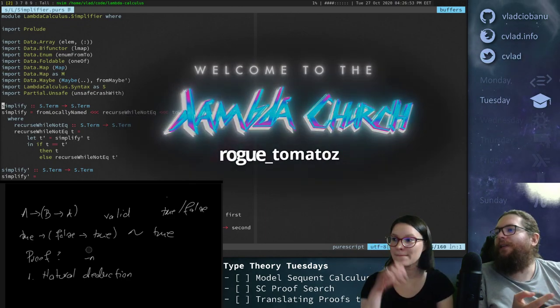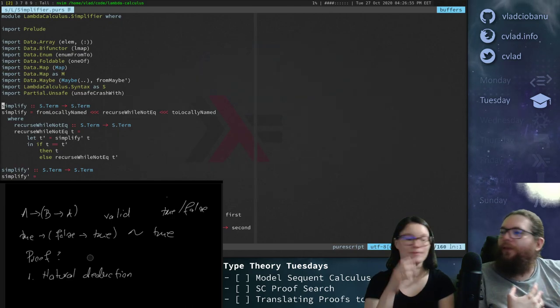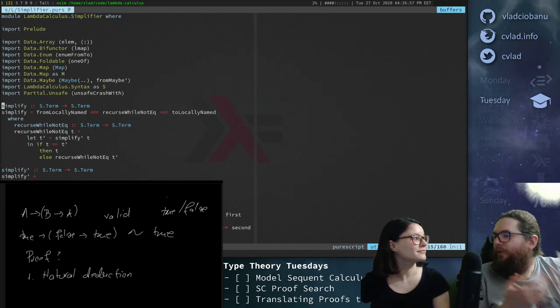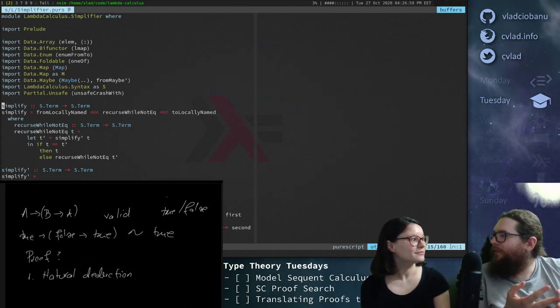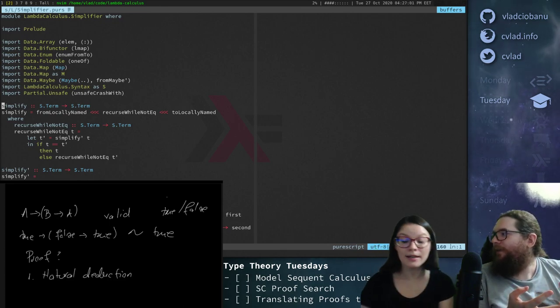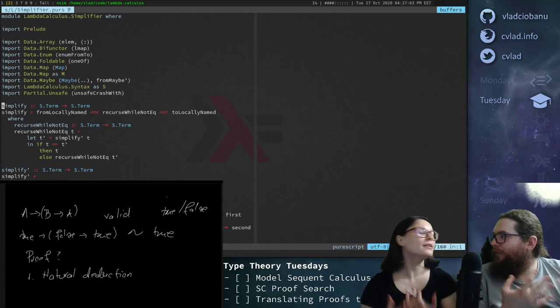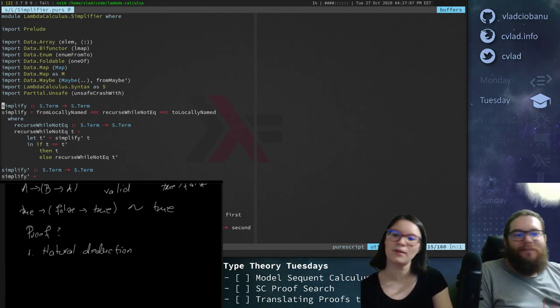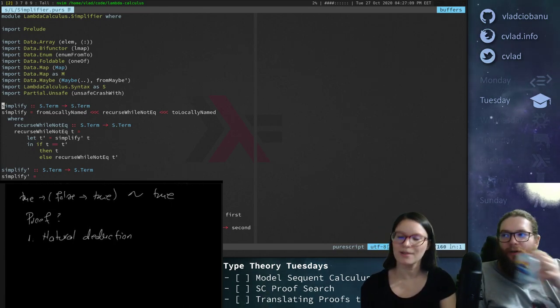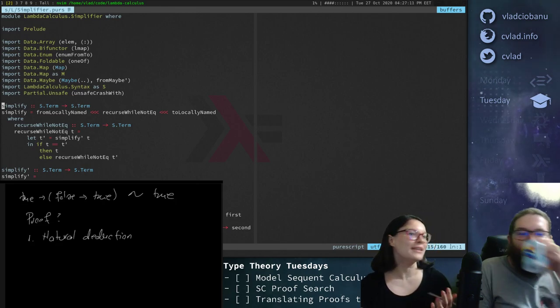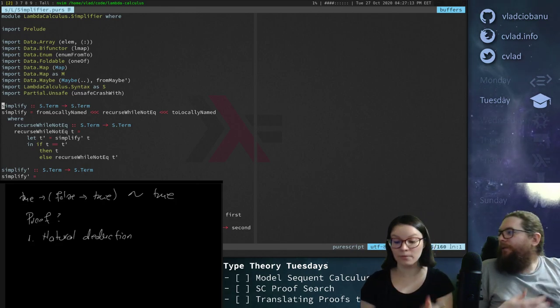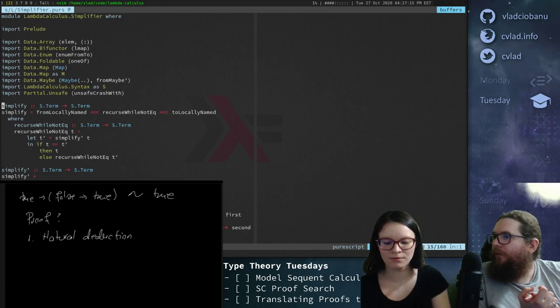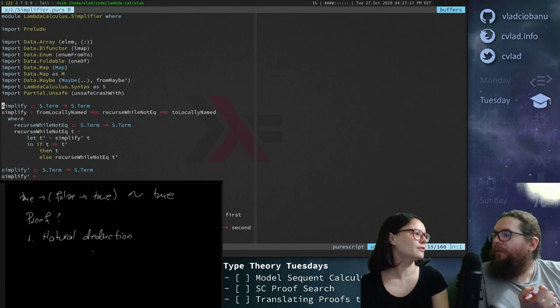Right? So now, how do we talk about proofs? The first thing that we can do is look at natural deduction. There are several different systems to write proofs. One will be natural deduction. And what Vlad was complaining about is, first of all, this is the one we use, it appears in the Curry-Howard isomorphism.